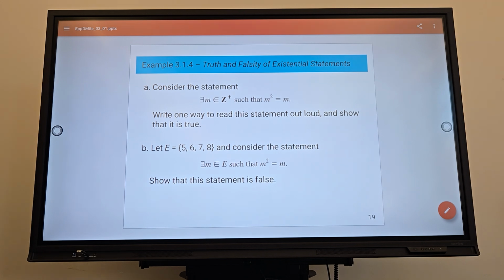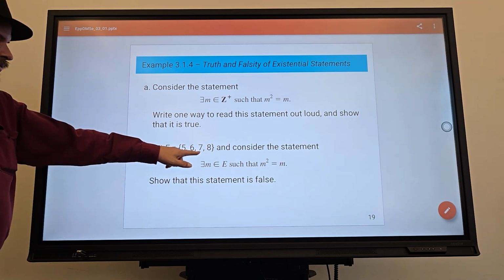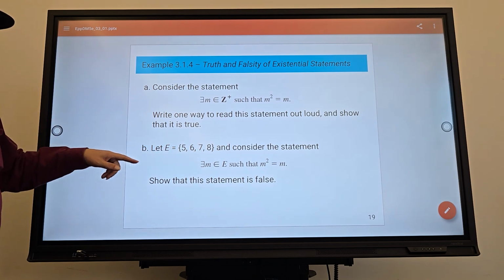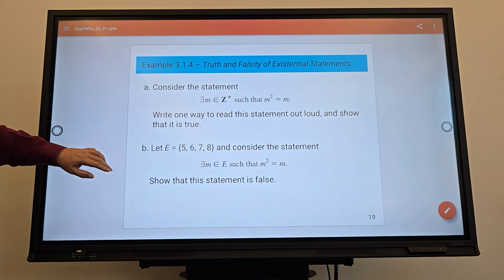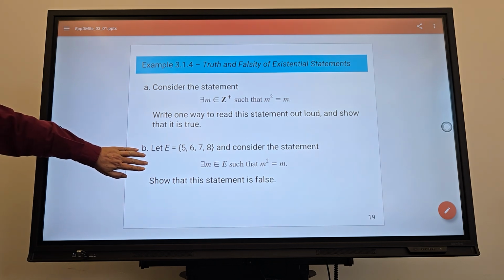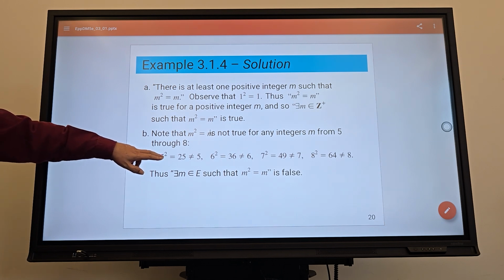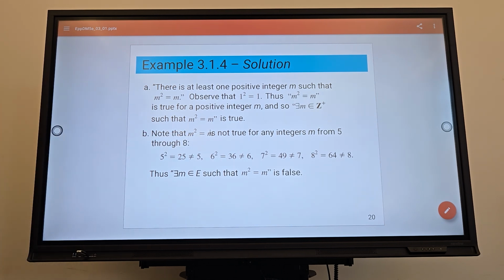Now, the second example is for the numbers 5, 6, 7, and 8. You have to show by exhaustion that for all these elements, m squared does not equal m. So you go through each element of the set, and you can show that the overall statement is false.